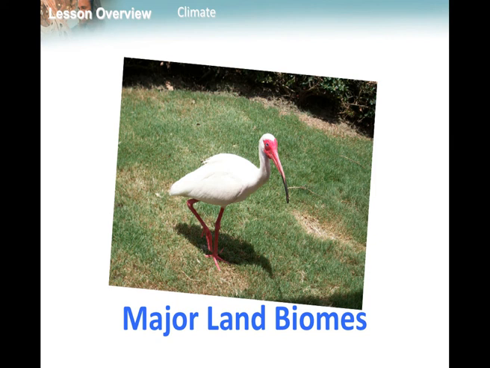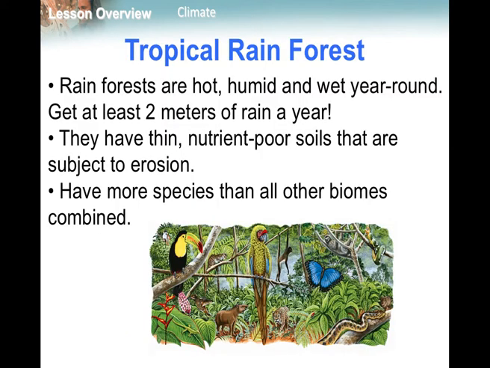So let's talk about the land biomes. The first one we're going to talk about is the tropical rainforest. The tropical rainforest is hot and humid and wet year-round. They get at least 2 meters of rain, so it rains every day. It doesn't necessarily rain all day, but it does rain every day.